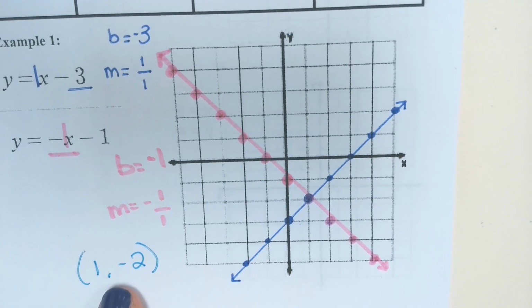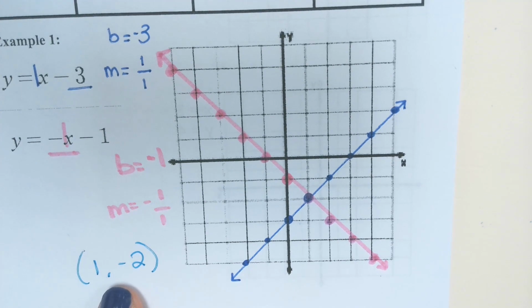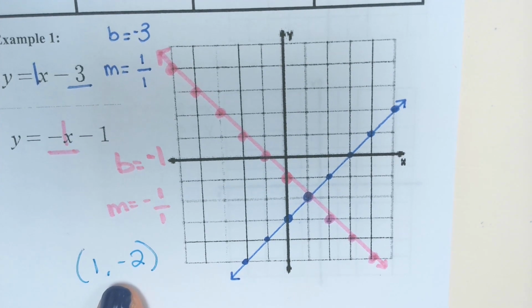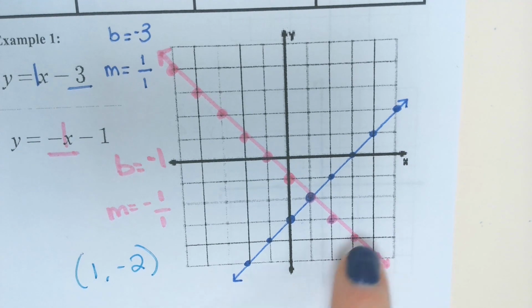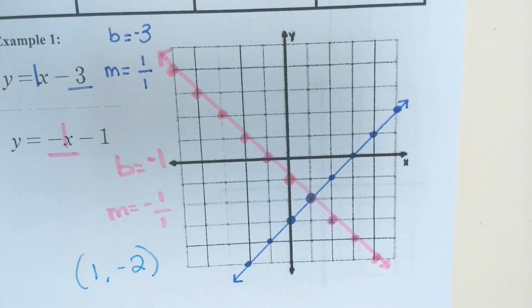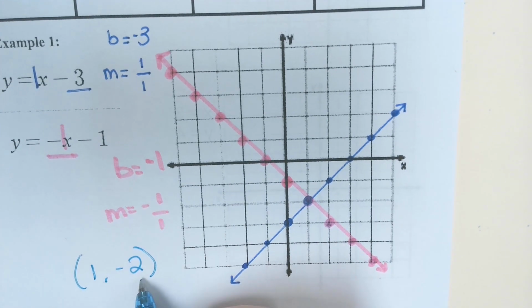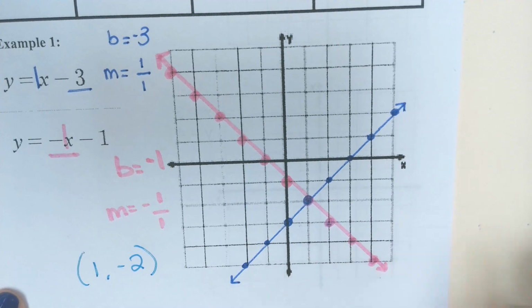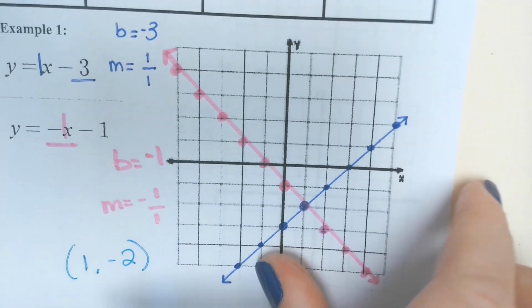If you're unsure of the coordinates, then you need to go on Desmos, which I'll show you in the next video, and graph the two lines and then click on your coordinate pair, and that's the coordinate pair that you would write down. This is your x value, this is your y value. x, y. Okay, let's go to the next one.